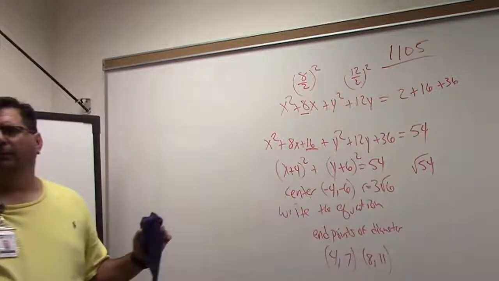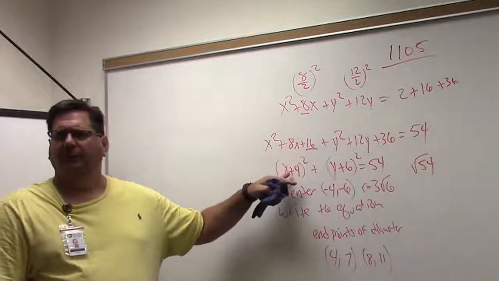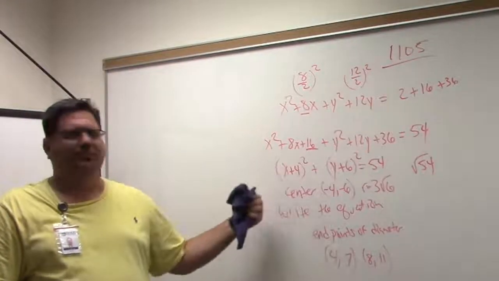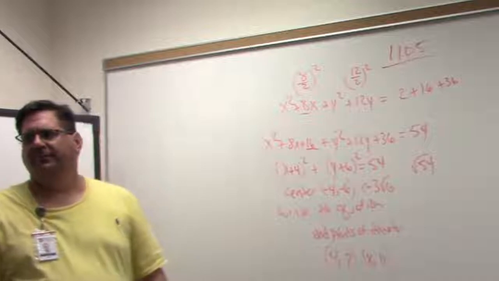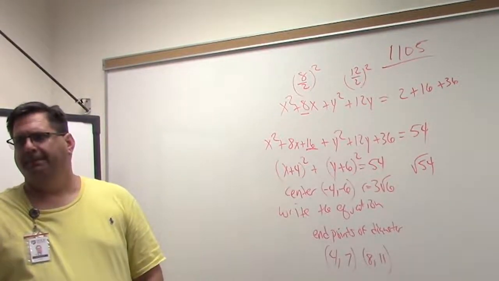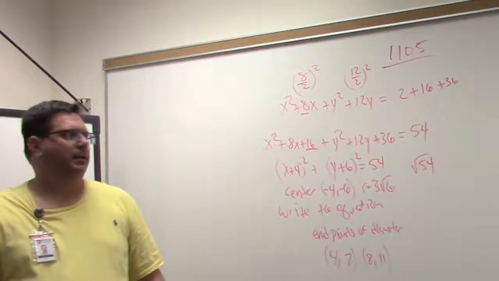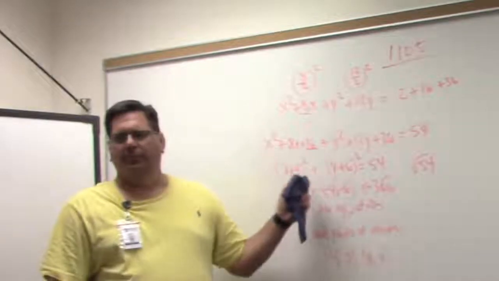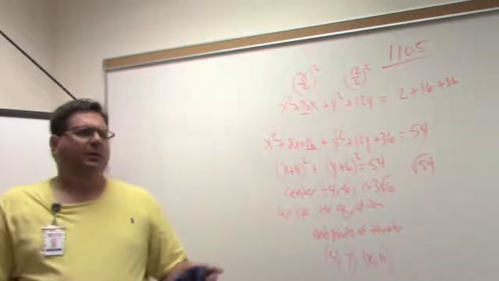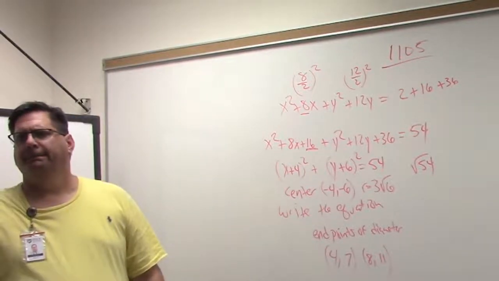Why is the center negative? Yeah, it's the shifting, right? You're shifting to the left 4, down 6. Because it's inside the parentheses, it goes opposite. When it's outside, it goes up and down, depending on which one it is, but these are always on the inside, so they're always opposite. Okay.